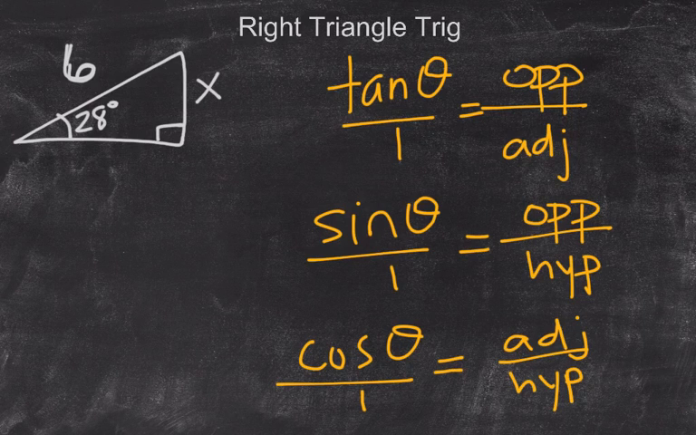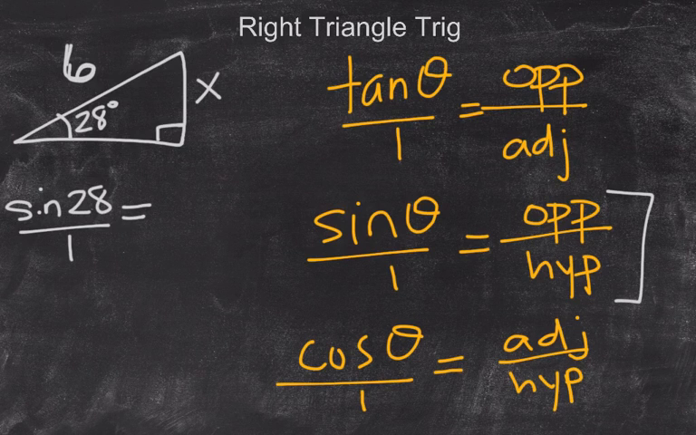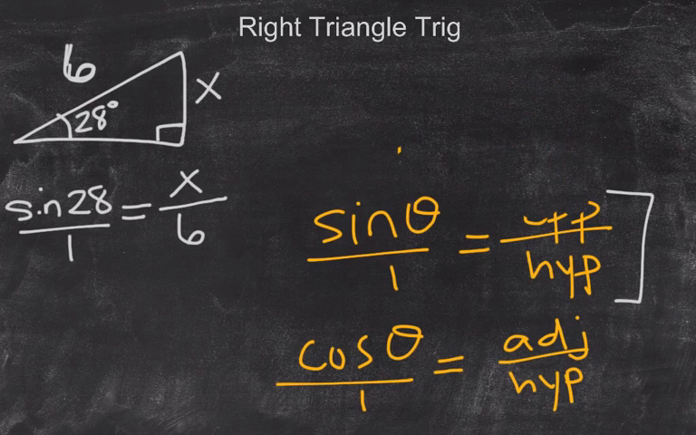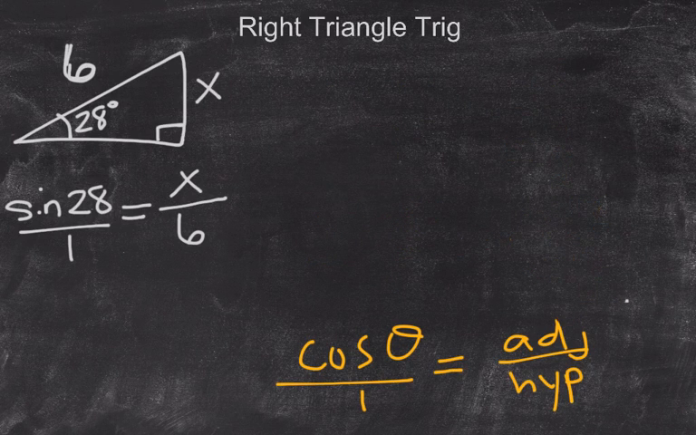So I'm looking for the opposite and I know the hypotenuse, so I'm going to use the sine function. So I can set up the ratio, the sine of 28 over 1 equals opposite, which is x, over hypotenuse, which is 6. So we want to start by thinking about why this equation makes sense. Just looking at the left side of the equation, we've got the sine of 28 over 1. And I need to really understand what that means for a moment.